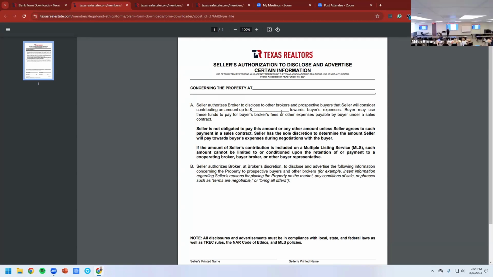Yeah, but this is for advertising before you're under contract. Right, they're not under contract. That's just the feedback that they've been getting. Instead of dropping the price, the seller may say, I'm willing to offer up to 10 grand for seller's contributions, and the buyer can use that how they choose. Because this is a part of the listing agreement document.